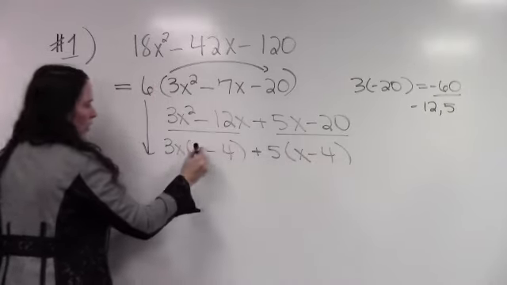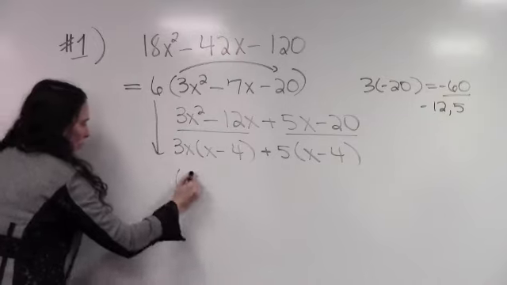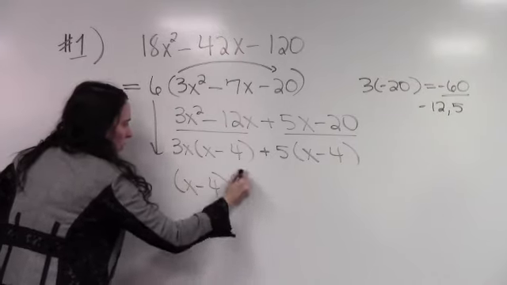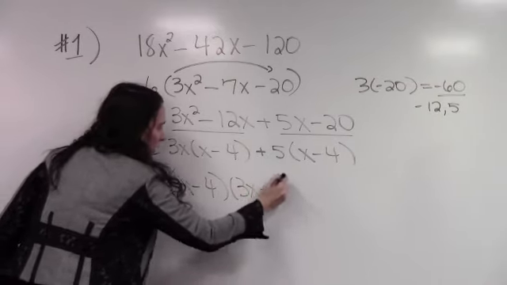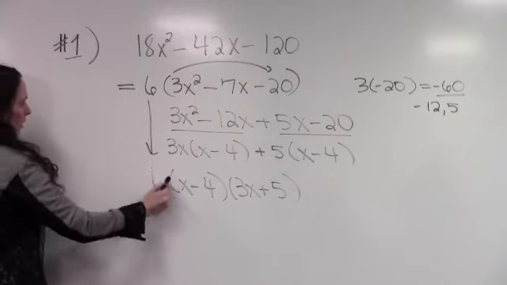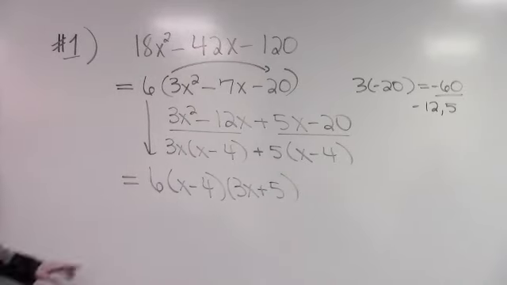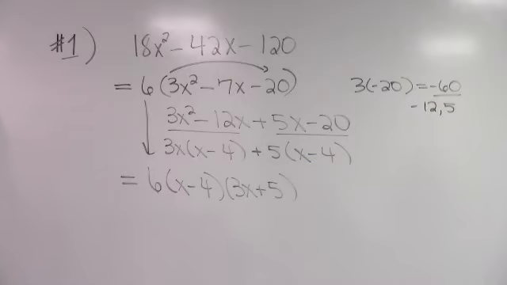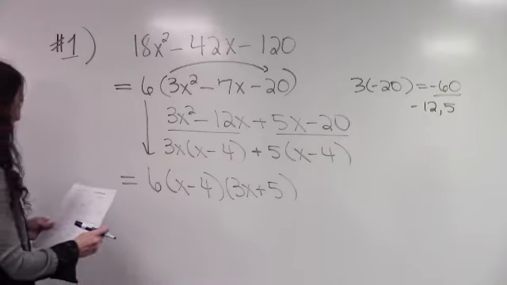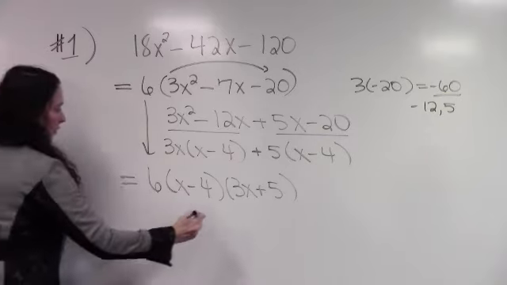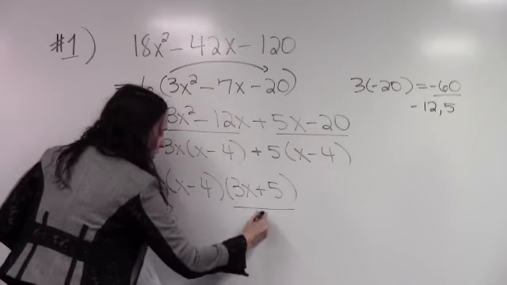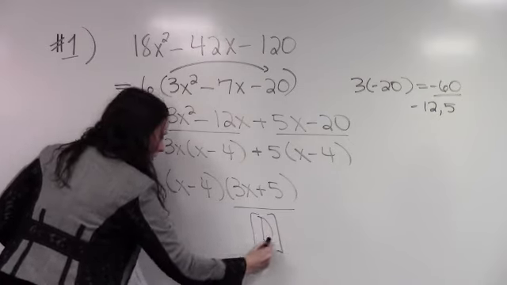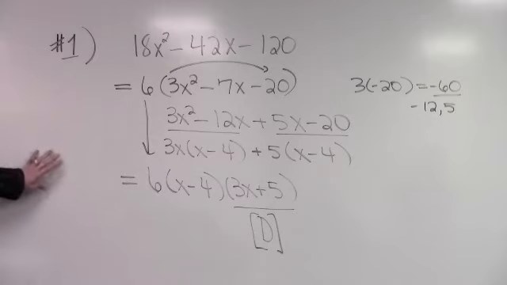Those parentheses should look the same. And they do. So I have x minus 4 times 3x plus 5. What needs to go out in front? The 6. All right, so let's look at the directions. It says we're looking for only one of the factors. So which one should I be picking based on the review? 3x. Okay, this 3x plus 5, which is D. So we should be picking D.